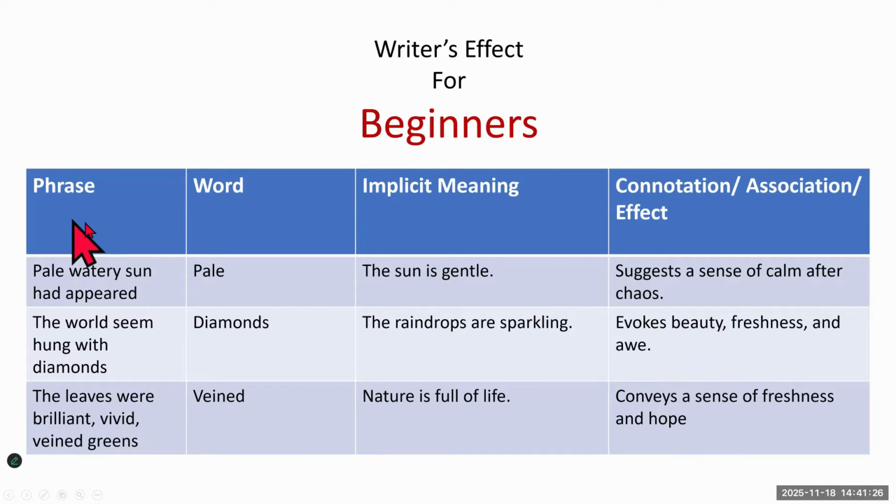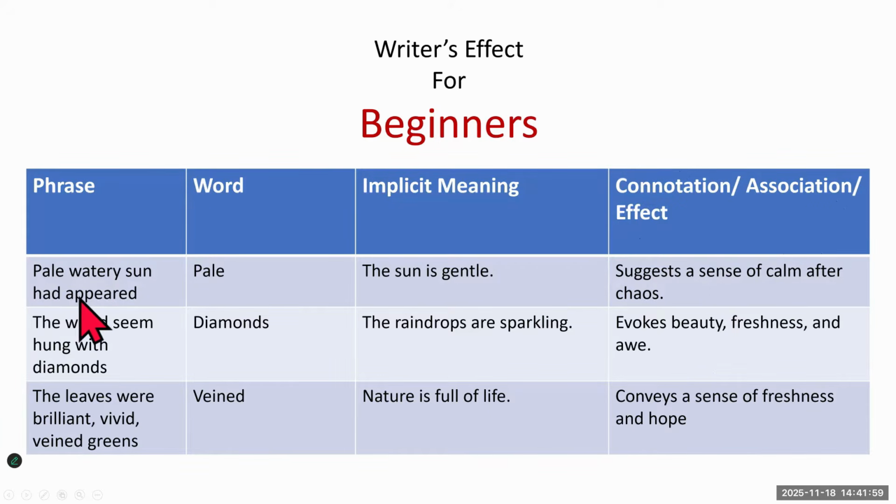So for beginners, I've only got 4 columns. I put the phrase in here. We're going to zoom in on one word and talk about the implicit meaning. If you could give me one of these, that would be enough. So let's look at the first one.